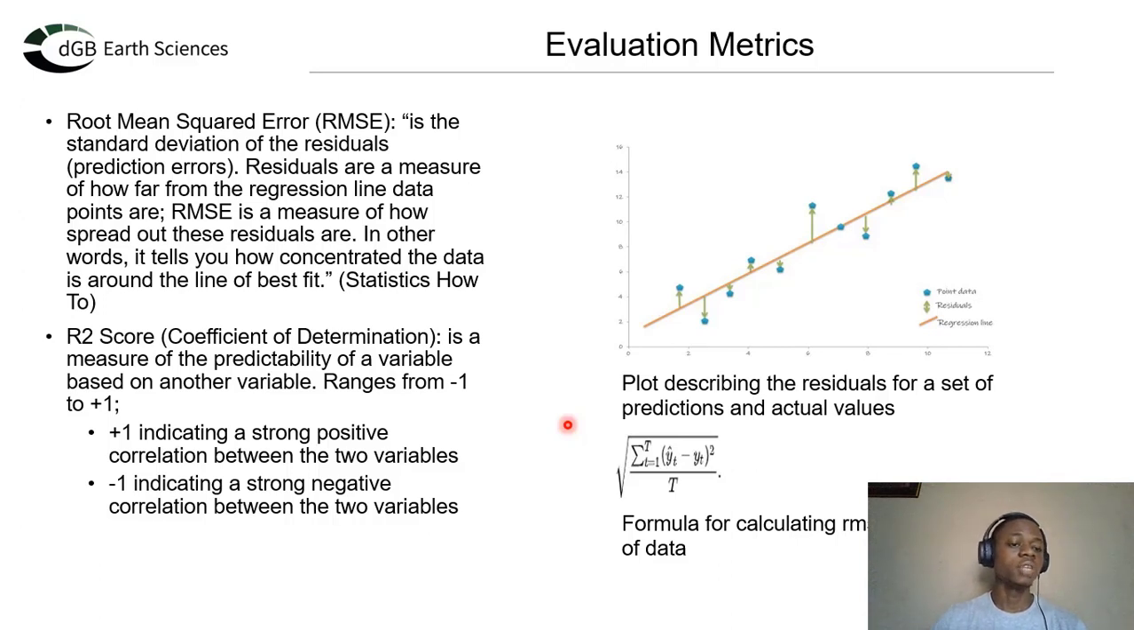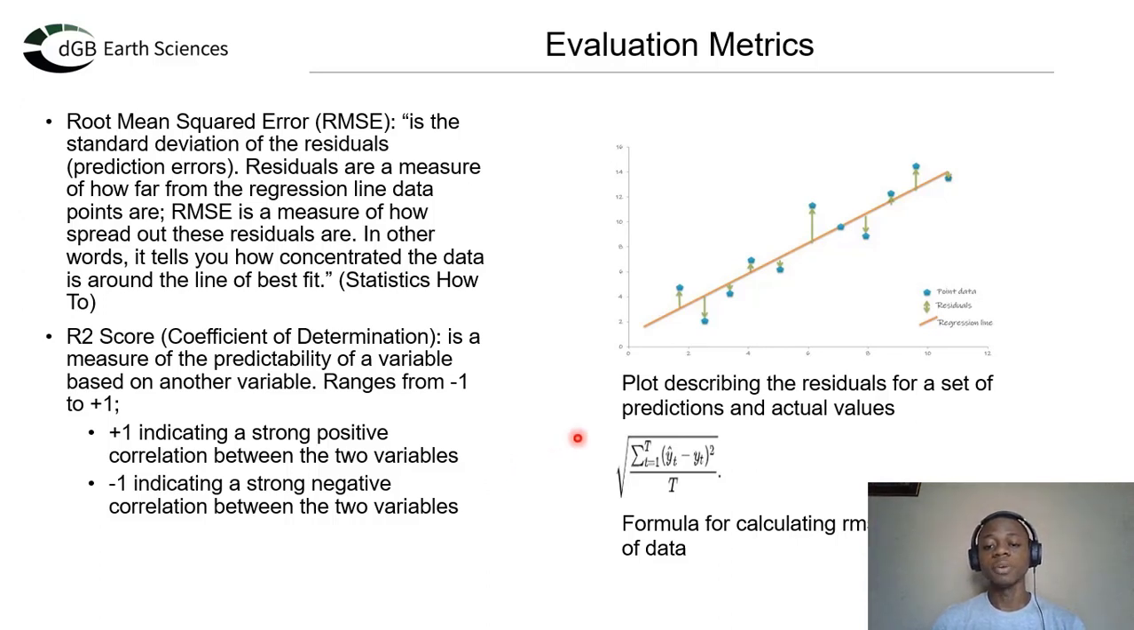And also we'll be making use of the R2 score, which is the coefficient of determination. This is just a measure of how predictable a particular variable is with respect to another variable. The value ranges from -1 to +1, with +1 indicating a very strong positive correlation, and -1 indicating a very strong negative correlation.